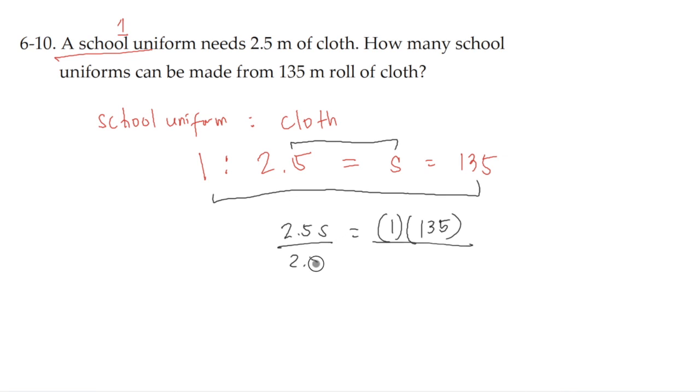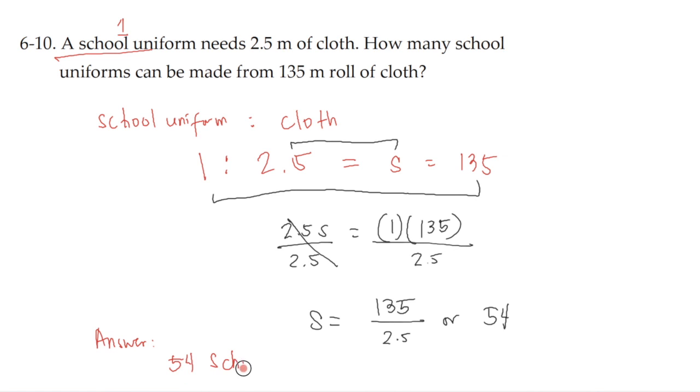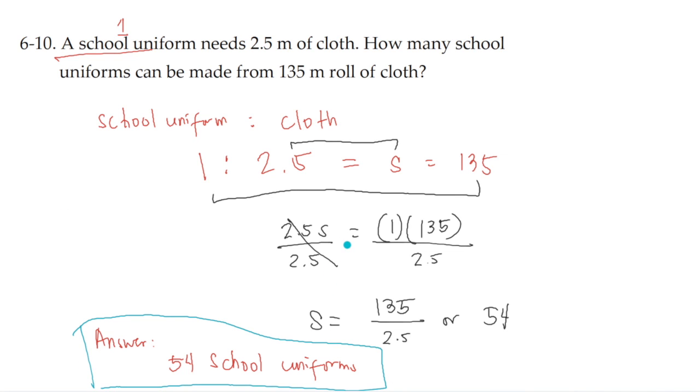Divide lang natin ulit both sides. So, cancel na natin si 2.5. Now, we have s equals 135 over 2.5. Or, if we divide, we have 54. Therefore, our answer is, you can make 54 school uniforms in 135 meters of cloth. Okay. I'm hoping that you have learned something today. Thank you.